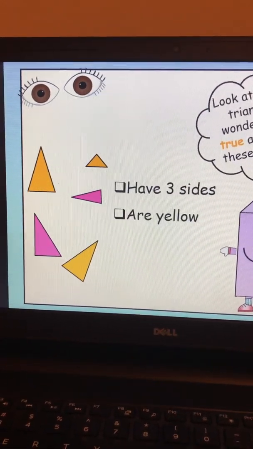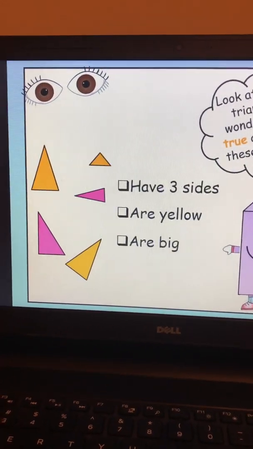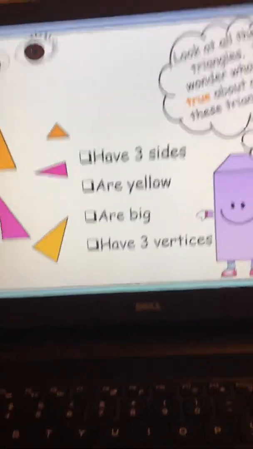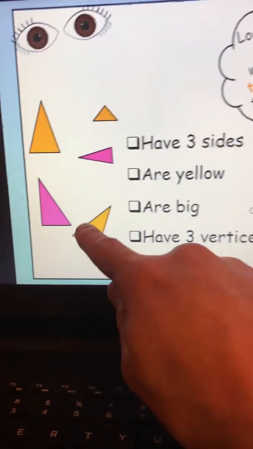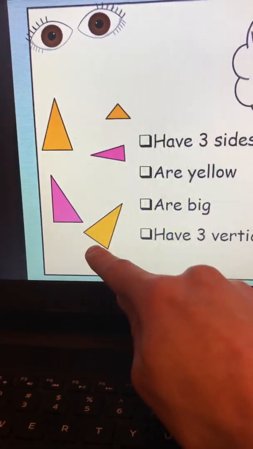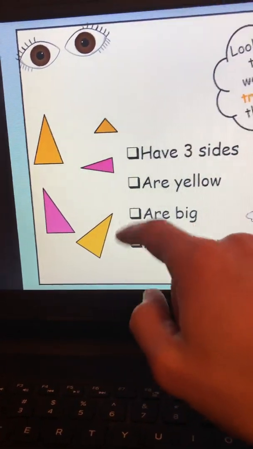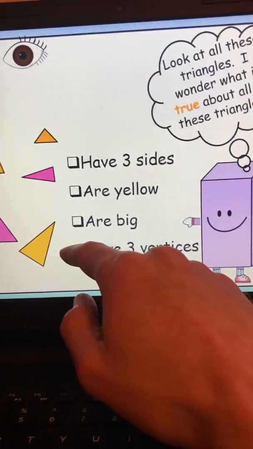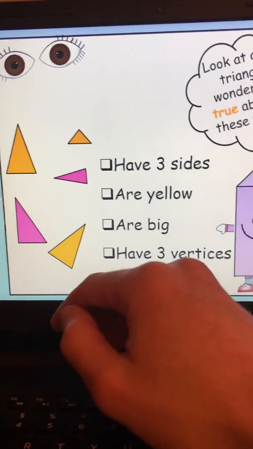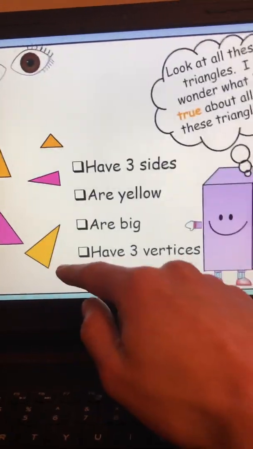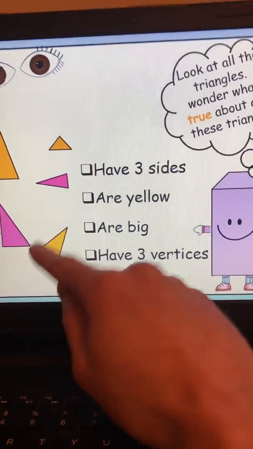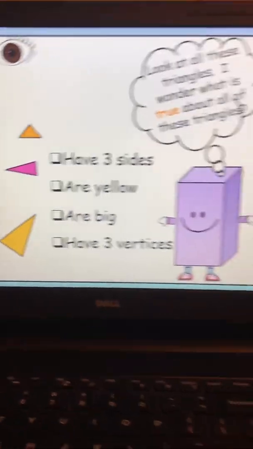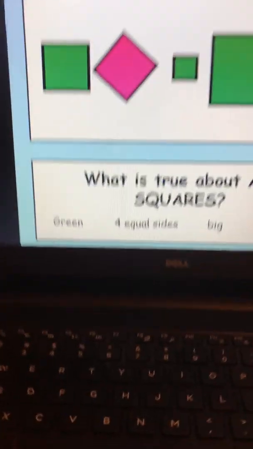Have three sides, are yellow, are big, or have three vertices. Well, hopefully by now you know that all triangles have three sides. All triangles aren't yellow. They're not all big, there could be a small triangle. Three vertices, 1, 2, 3. So the correct answers were have three sides and have three vertices.